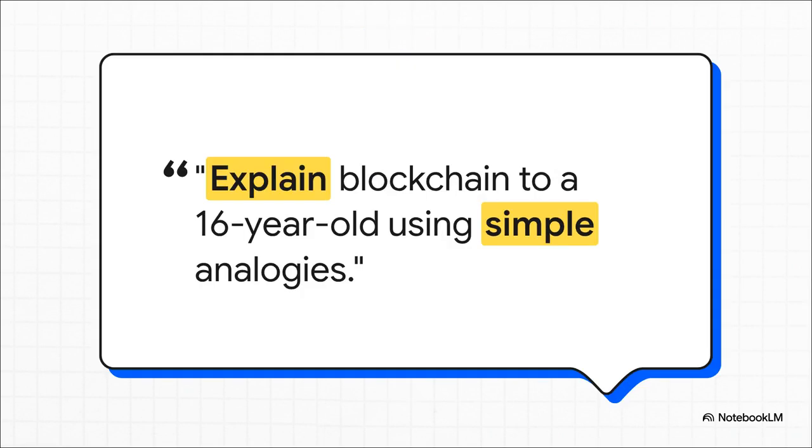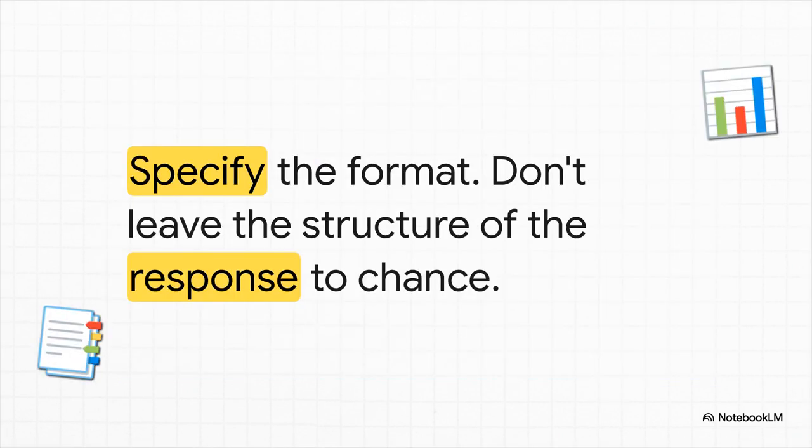This right here is a perfect example. If you just ask it to explain blockchain, you could get a PhD-level dissertation, or you could get something super basic. Who knows? But when you ask it to explain blockchain to a 16-year-old high school student using simple analogies, that's a guaranteed win. You've told it the audience and the style, which means you're going to get a clear, helpful response. Okay, let's move on to technique number 3.